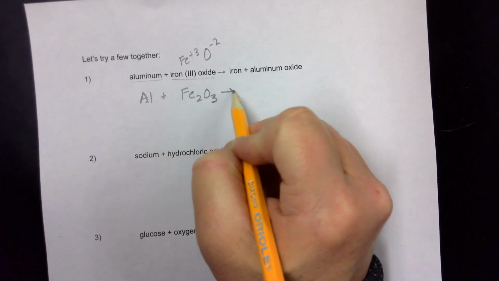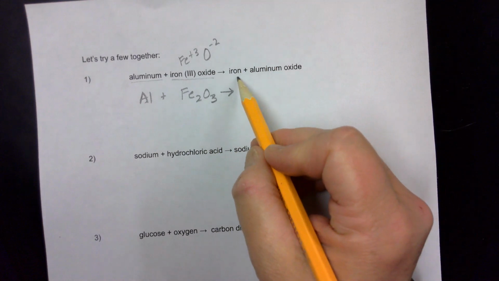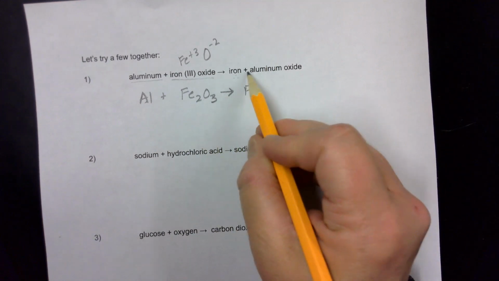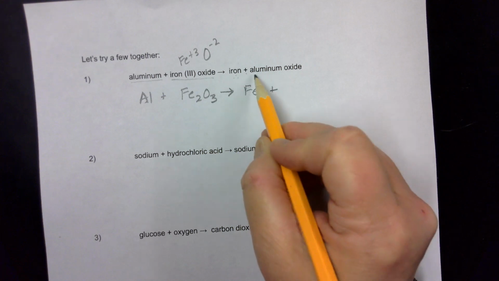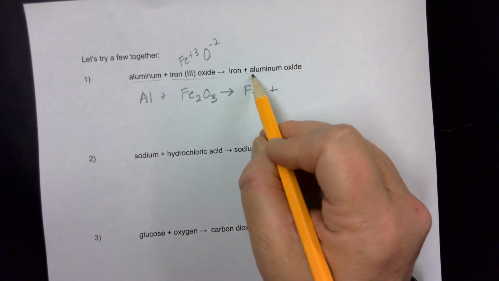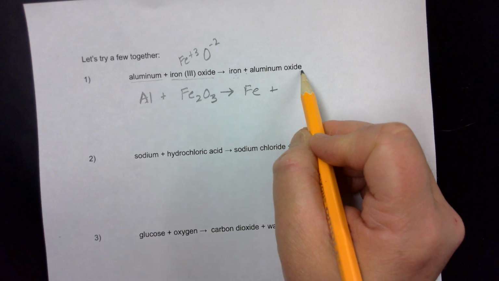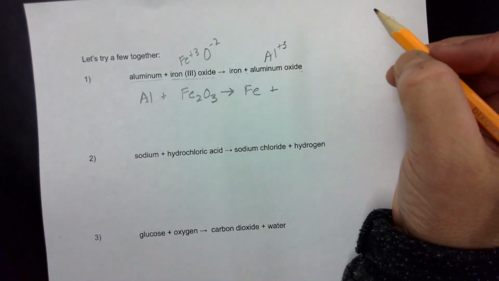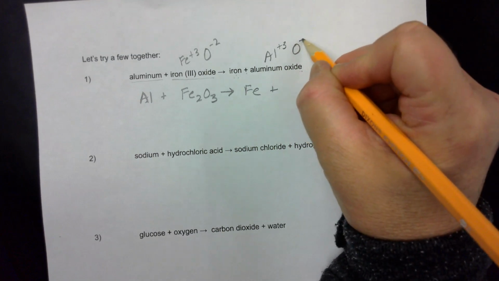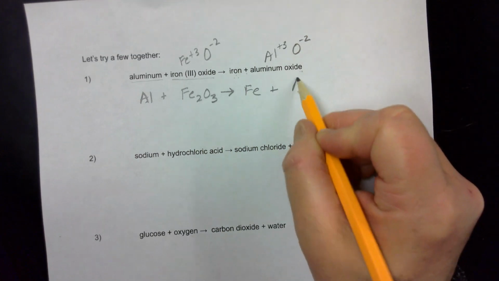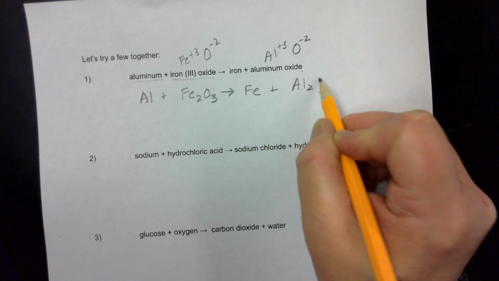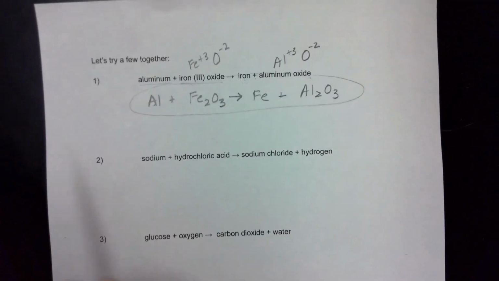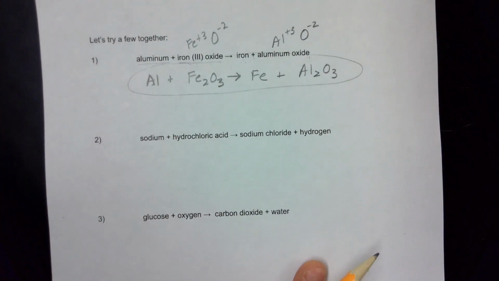I'm going to bring down my arrow, and now I'm going to go to the product side. Iron, that's an element symbol. It's just Fe. I'm going to bring down my plus sign, and now I have a formula that I have to figure out. Aluminum from the periodic table is a plus 3. Oxide from the periodic table is minus 2. When I drop and swap, I get Al2O3. There you have it. It's not a balanced equation, but that is a word equation translated.